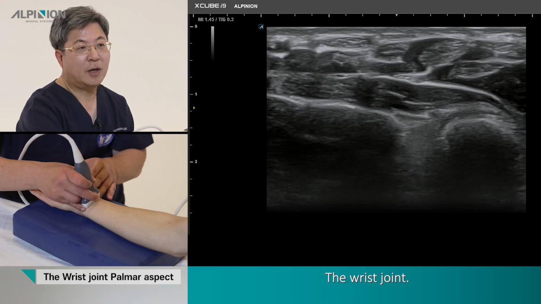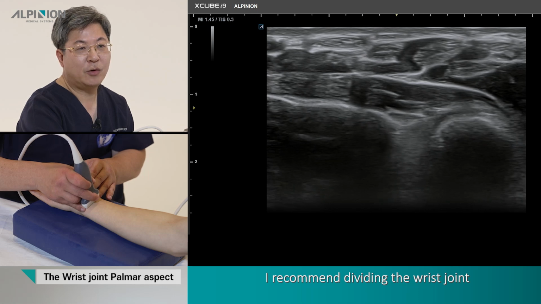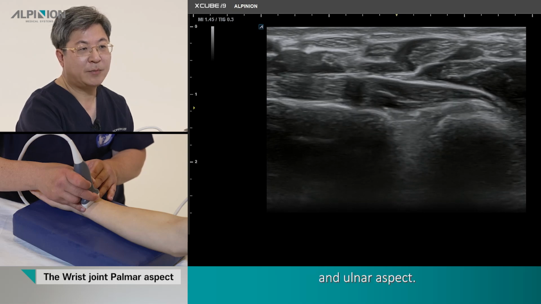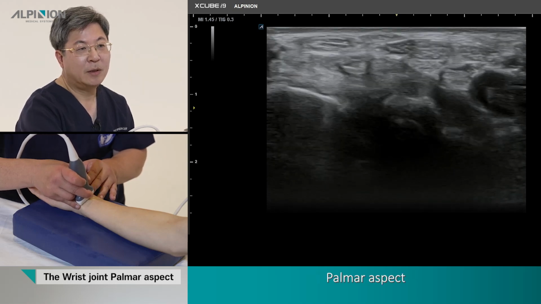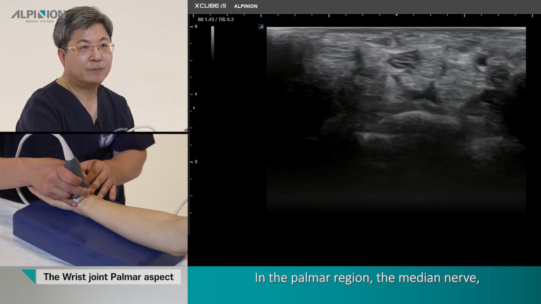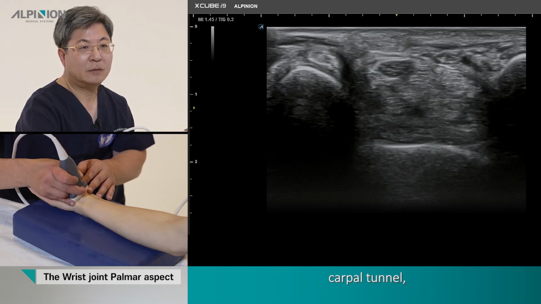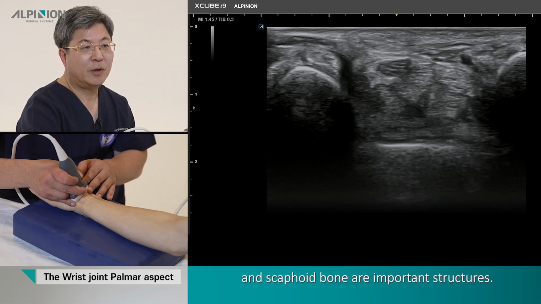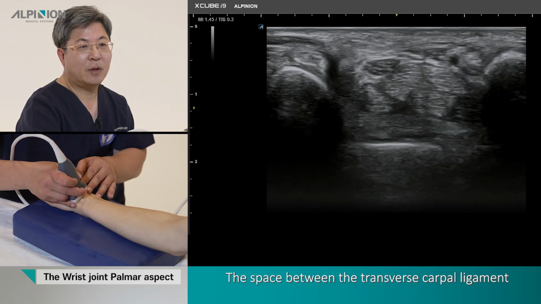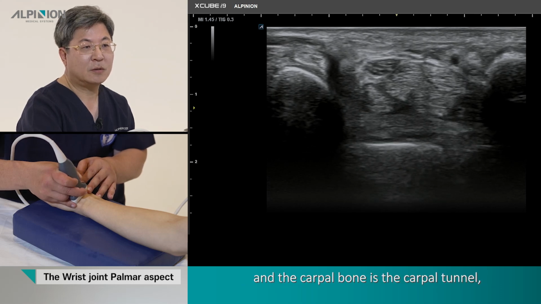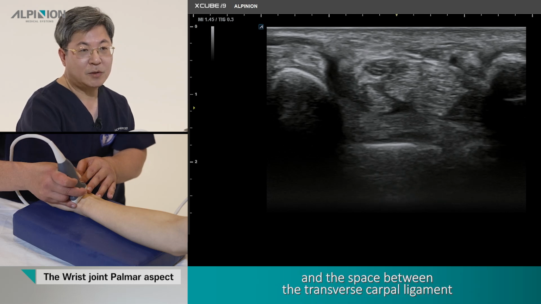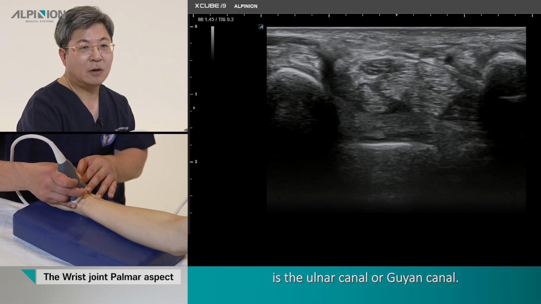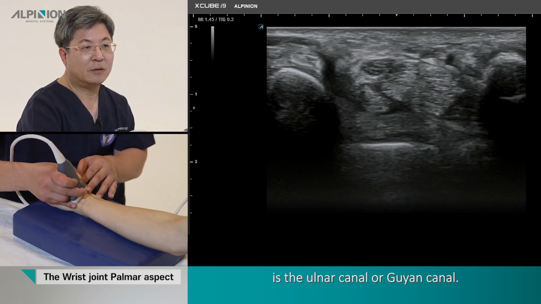The wrist joint, I recommend dividing the wrist joint into the palmar, dorsal, radial, and ulnar aspect. Palmar aspect. In the palmar region, the median nerve, carpal tunnel, Guyon's canal, and scaphoid bone are important structures. The space between the transverse carpal ligament and the carpal bone is the carpal tunnel, and the space between the transverse carpal ligament and the palmar carpal ligament is the ulnar canal, or Guyon's canal.